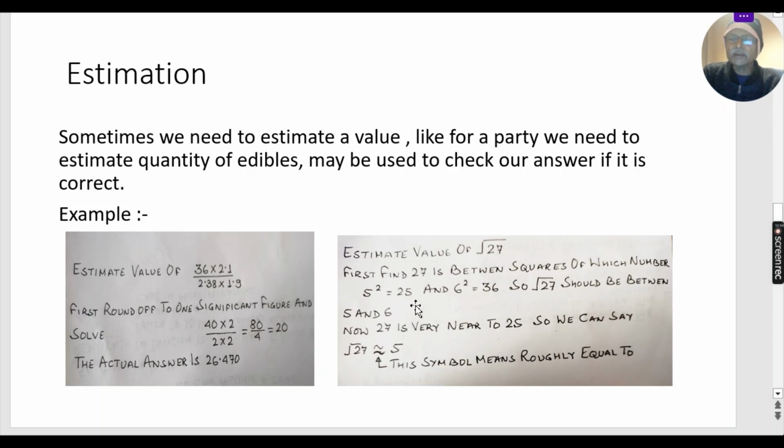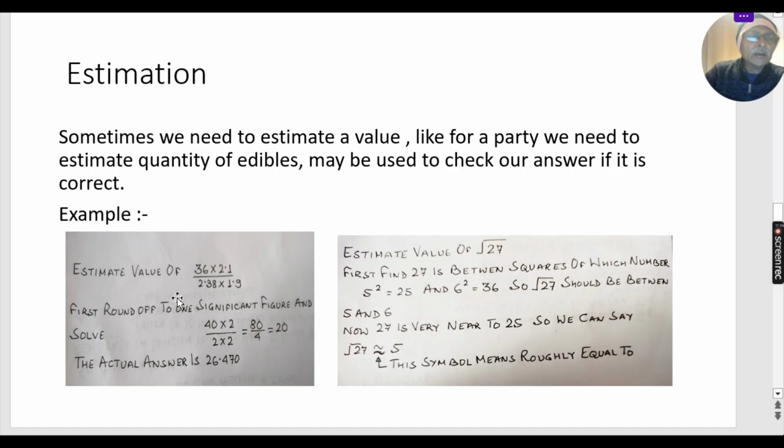Now we inspect. 5 square is 25 and we have 27. So it is very near to 5. So we can estimate the square root of 27 as 5. Okay, and here we are using a different symbol, that is a curved line. Instead of two parallel lines we use a curved line. This symbol is used to show it is roughly or approximately equal to. This is not exactly equal to 5, but it is approximately equal to.